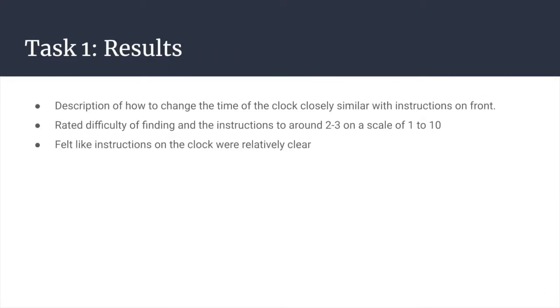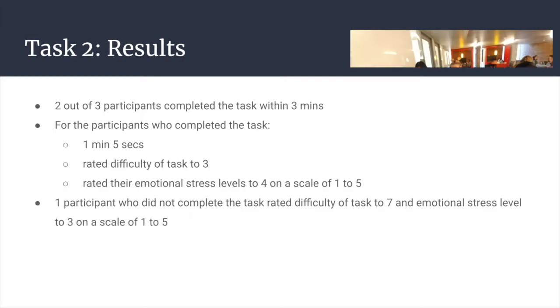When users were asked to observe the clock and estimate how to change the time, they gravitated to the instructions provided on the face of the clock. Their estimates were close to the descriptions provided on those instructions. They rated the difficulty of finding those instructions to be around 2 to 3, and felt like the text was clear and served its purpose.